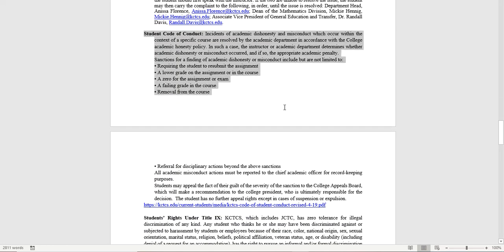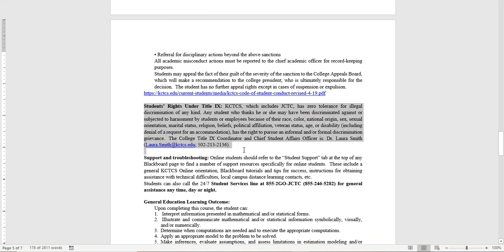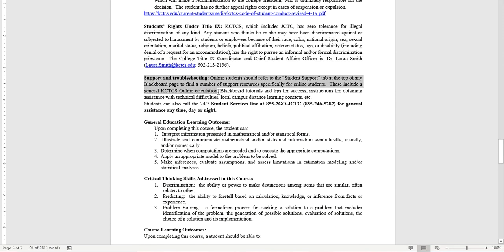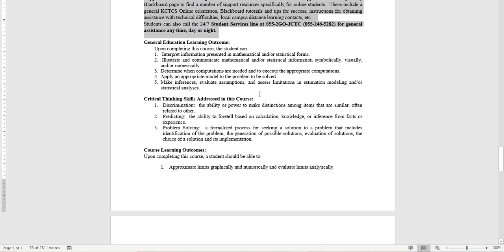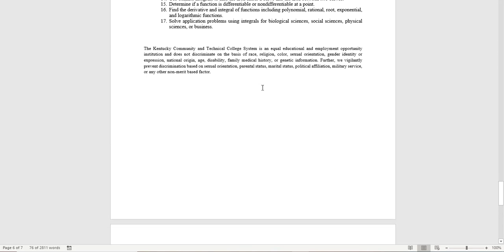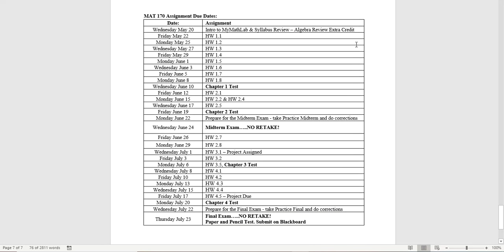This provides information on the Student Code of Conduct and consequences for academic dishonesty in this course. This section gives your rights under Title IX. This section provides information for how to receive technical support from the Blackboard help page. And these next three sections just outline the learning outcomes that we will achieve throughout this course. At the bottom of the syllabus is the course calendar. The exact same calendar is available in the Blackboard announcements.